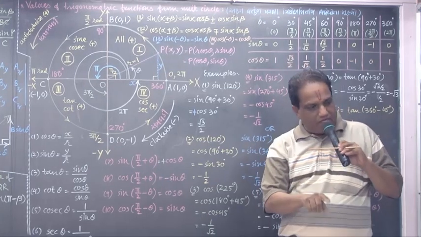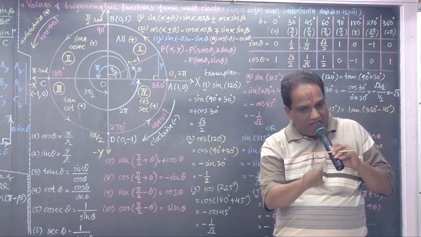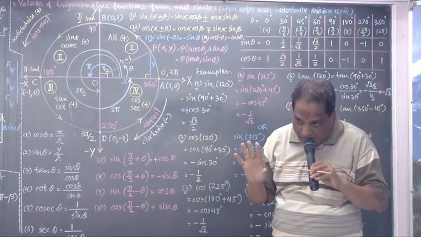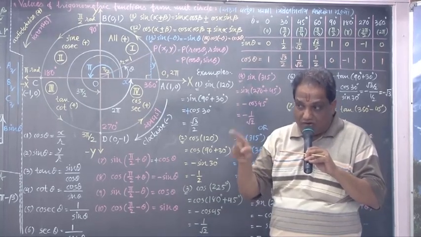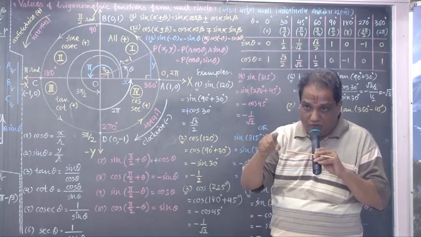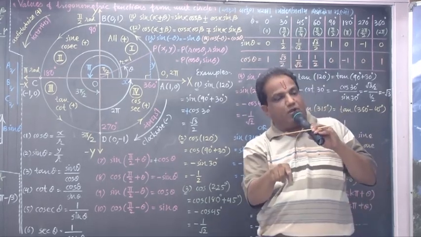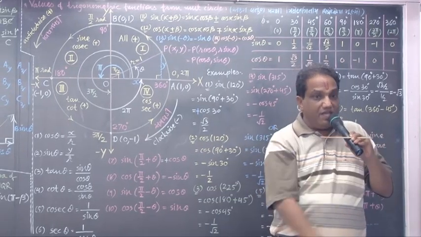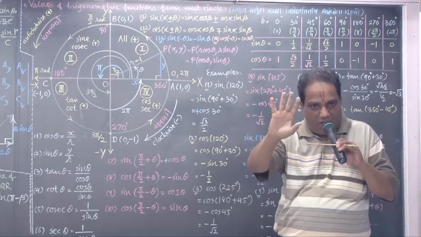Okay? You remember, sine should be converted into cos, cos into sine, tan into cot, and cot into tan. Simple. If the coefficient of pi by 2 is 1, 3, 5, 7, an odd number, change the function. But if the coefficient of pi by 2 is 2, 4, 6, 8, an even number, don't change the function. Simple.